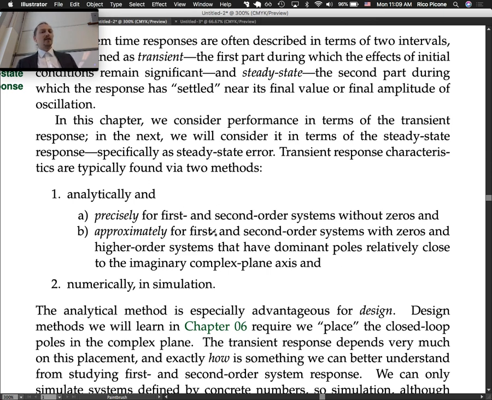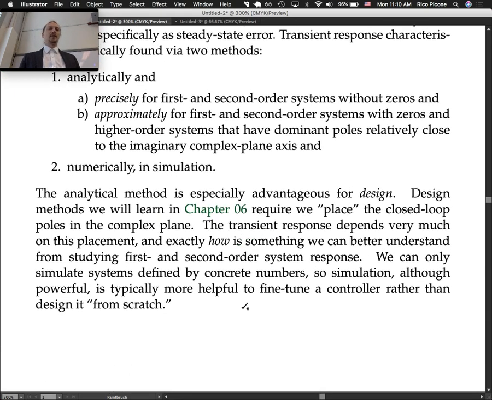So this is the analytical side, and then numerically in simulation. So in the lecture today and lecture on Wednesday, we're going to explore 1 and 2. On Wednesday, we'll do some numerical stuff. We'll do some simulation. But at first, we'll focus on analytic response characteristics.